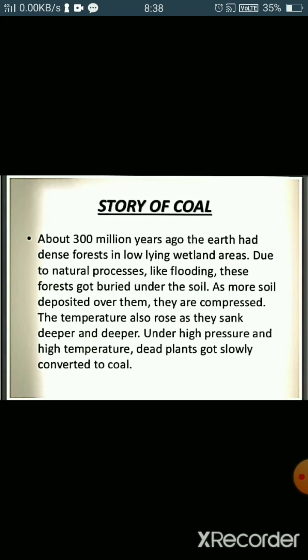As more soil was deposited over them, they were compressed, and the temperature also rose as they sank deeper and deeper. So under high pressure and temperature, the dead plants got slowly converted to coal, and the slow conversion of dead trees and other plants into coal is called carbonization. The process is known as carbonization, right?